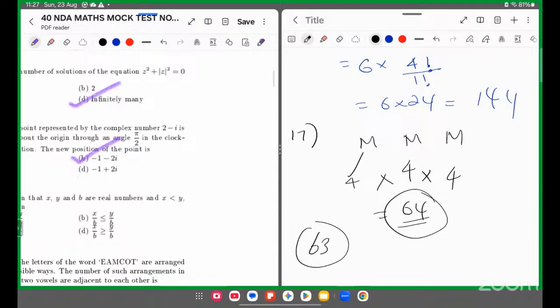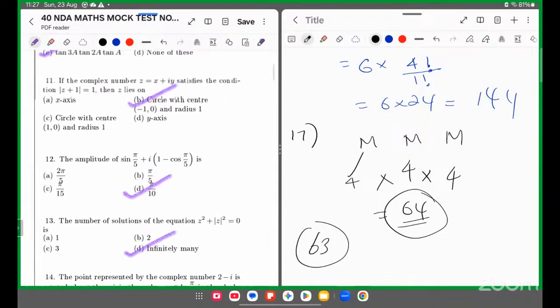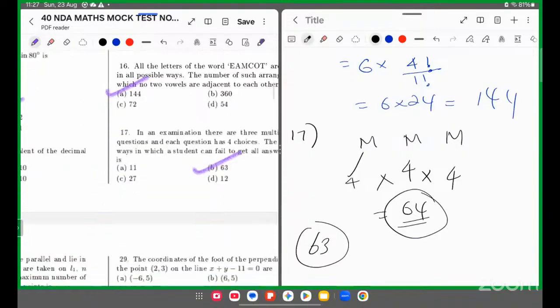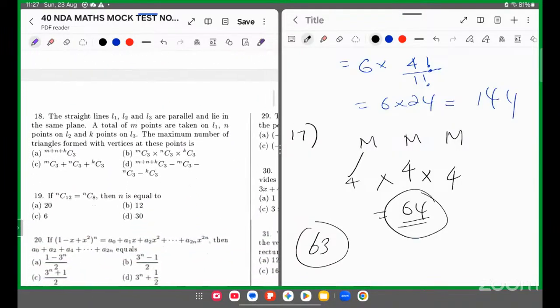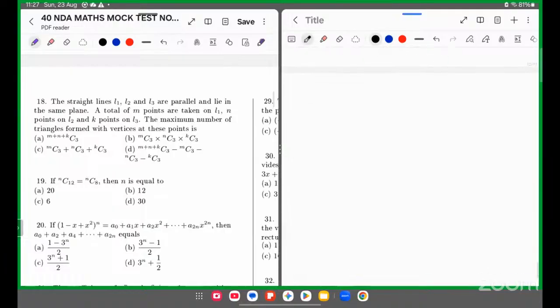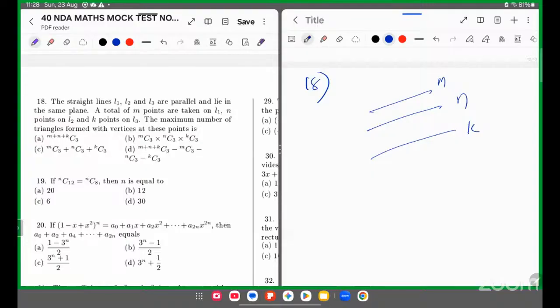Then question number 18. The straight lines L1, L2, L3 are parallel and lie in the same plane. Here M points, N points, here K points. The maximum number of triangles formed with vertices at these points.